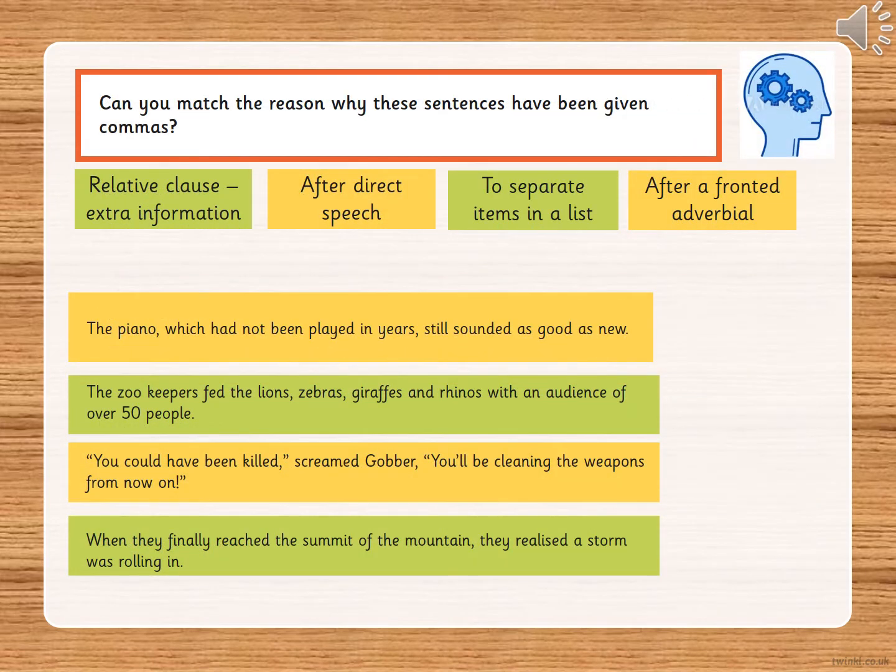Can you match the reason why these sentences have been given commas? We have just reminded ourselves of 4 reasons why we use commas. For relative clauses, for extra information, after direct speech, to separate items in a list, after a fronted adverbial. Match them to the correct sentence. Pause the video and have a go.